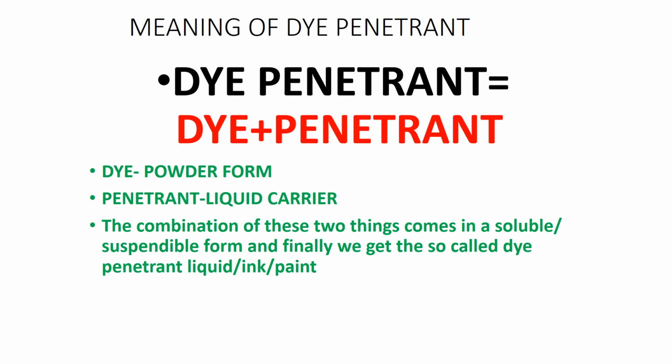Now, the third point says the combination of these two things comes in a soluble or suspendable form, and finally we get the so-called dye penetrant liquid, oblique ink, oblique paint. Different terminology is used in different countries. Dye generally consists of a powder which is added to the liquid carrier, and they come in both soluble and suspendable forms, and that's why it is called dye penetrant. This is the most fundamental thing you need to remember. Dye penetrant testing.